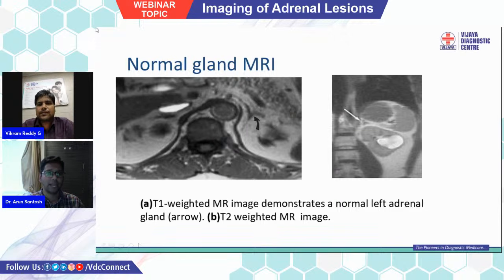So this is a normal MRI of a left adrenal gland. Here we can see the Y-shaped adrenal gland, the body, the medial limb, and the lateral limb. Similarly, this is the axial image, and this is the coronal image. Here we can see very well an incidentally detected left renal cyst on the T2. This is the T2 image, and this is the T1 weighted image.